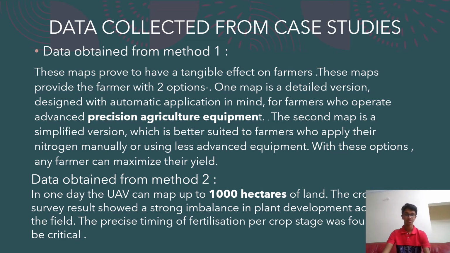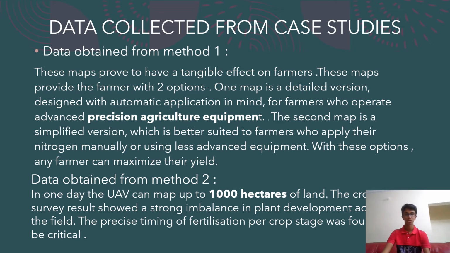The second map is a simplified version which is better suited to more small farmers who apply the nitrogen manually or using more labor and less equipment. With these options, any farmer should be able to maximize their yield. So, data obtained from method 2. In one day, the UAV can map up to 1,000 hectares of land.